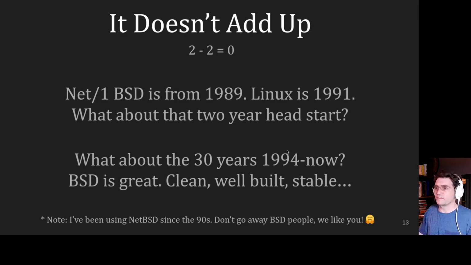If you ever use BSD, it's great, it's clean, it's well built, it's stable. If I was ever to teach an operating systems course, I would use NetBSD source for my students. I think it's some of the best code out there, but it didn't win.